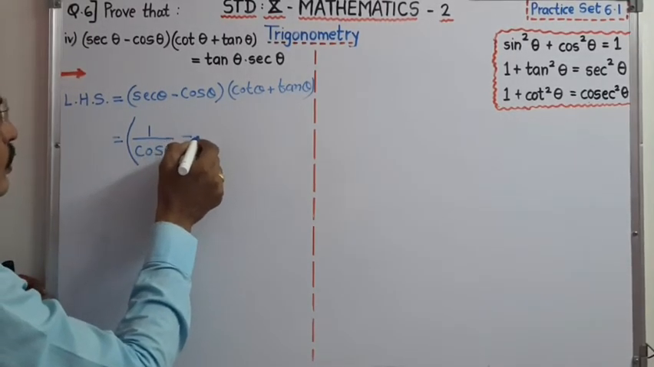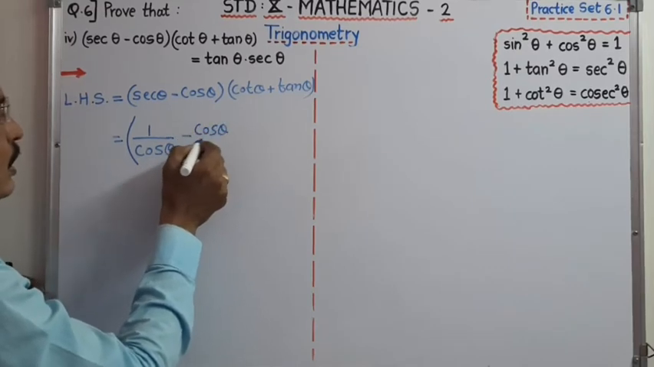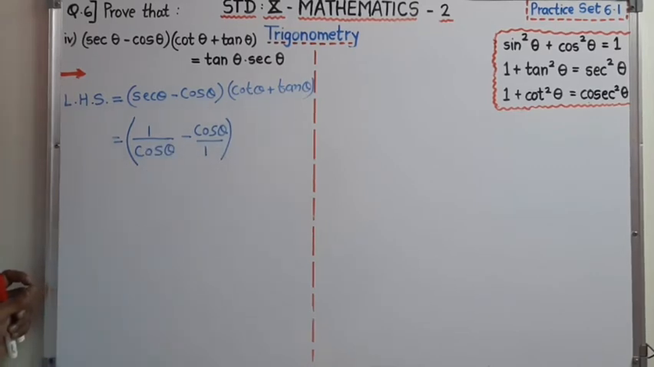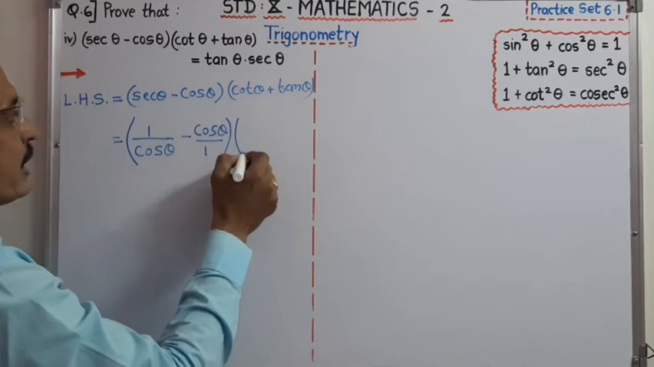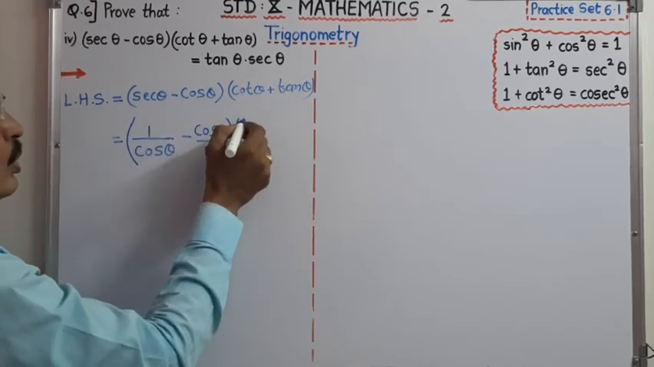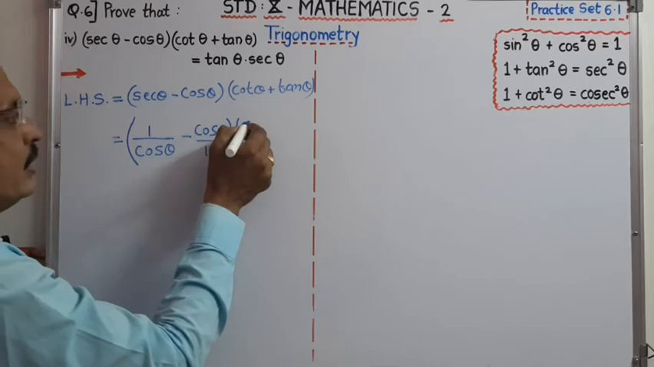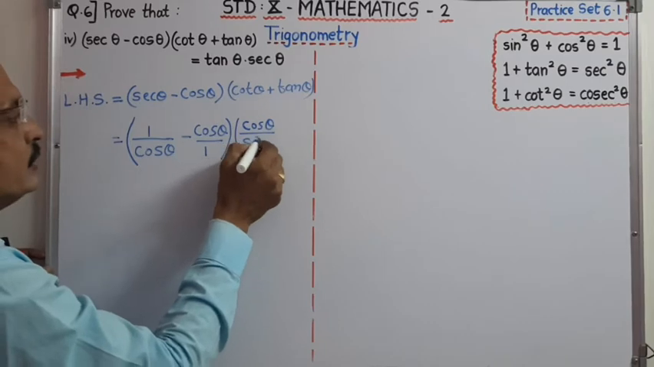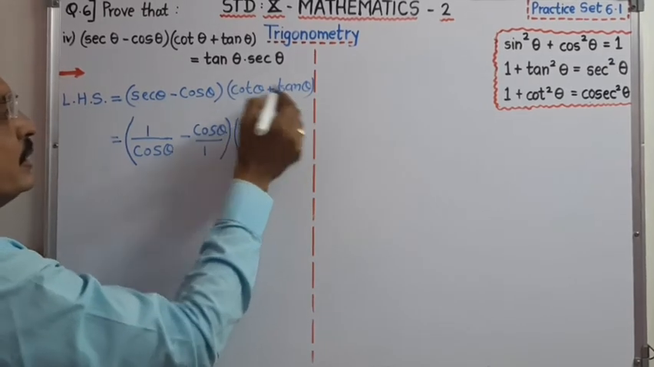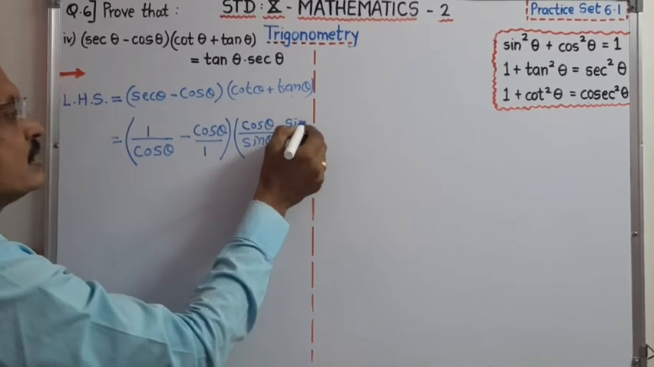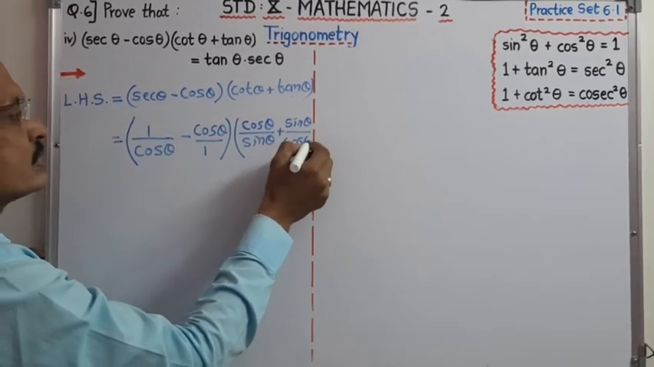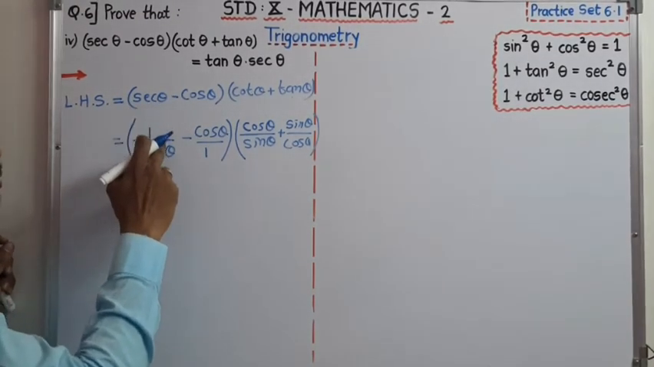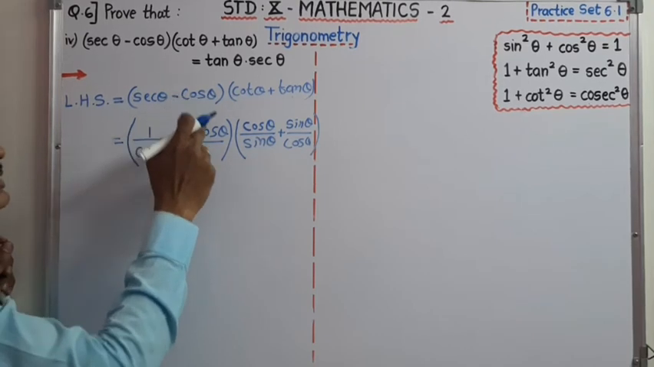This cos theta, we have to write cos theta upon 1. Got it? Then dear student, see here, in this bracket, this cot theta means cos theta upon sin theta, plus this tan theta means sin theta upon cos theta. Got it? See dear student, this sec theta means 1 upon cos theta minus this cos theta upon 1.